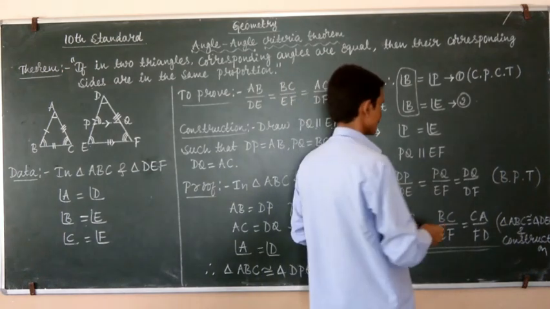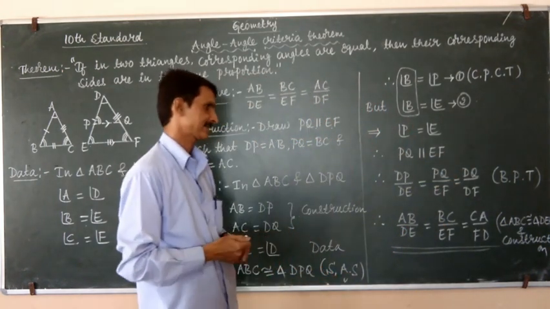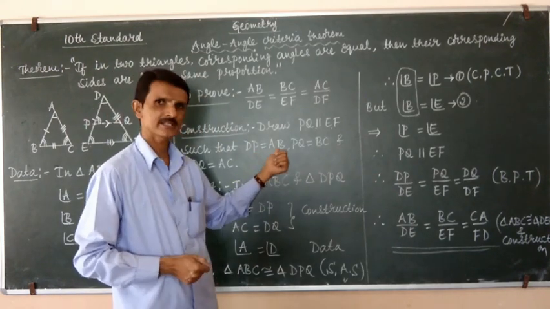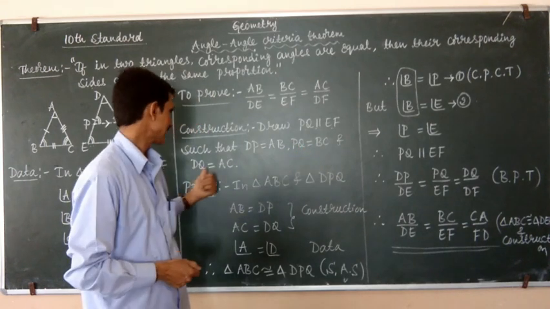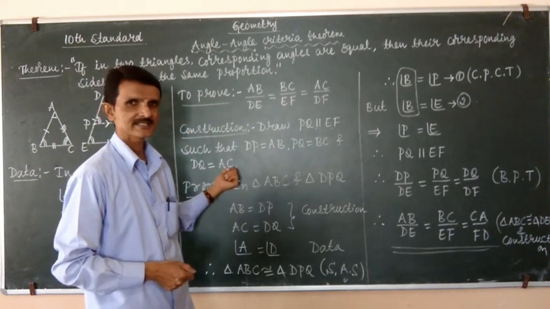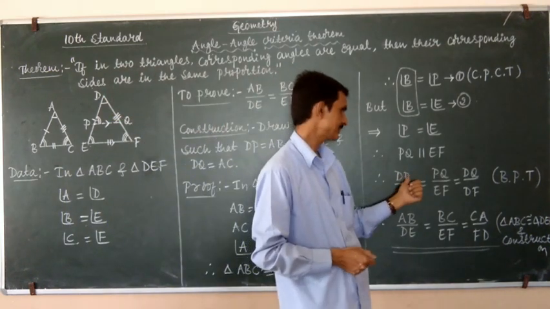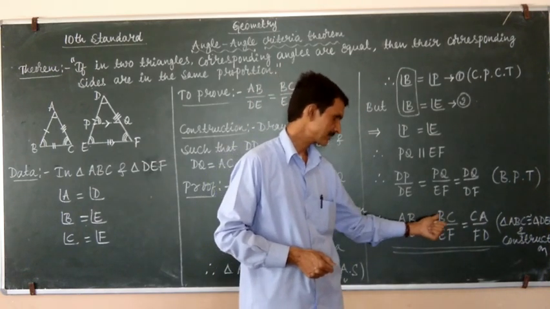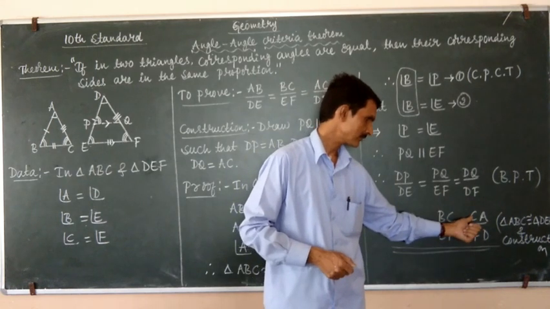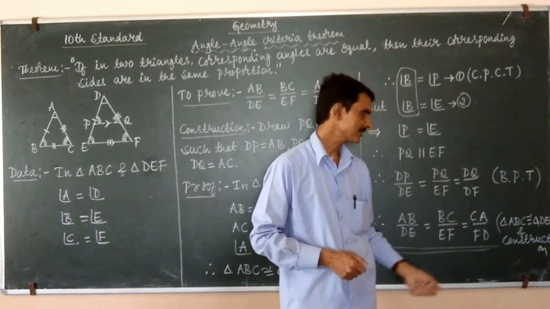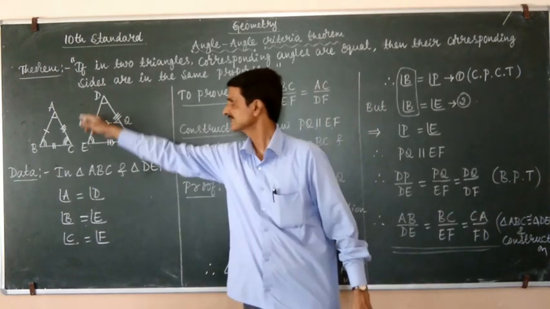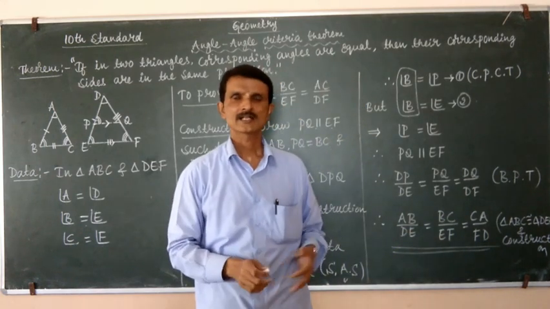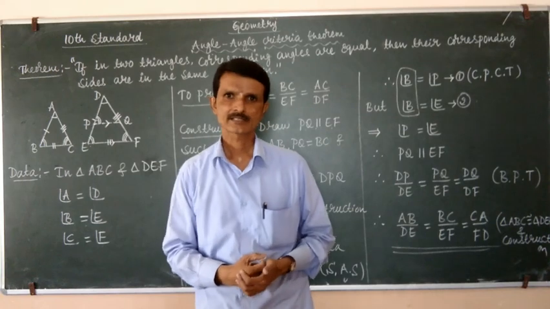So observe this. If you observe the numerators, by construction, this DP is equal to AB, PQ is equal to BC, and DQ is equal to AC. Substitute the values of DP, PQ, and DQ. You will get AB by DE is equal to BC by EF equal to CA by FD, because the triangles DEF and DPQ are congruent by construction, and hence the proof of the theorem.